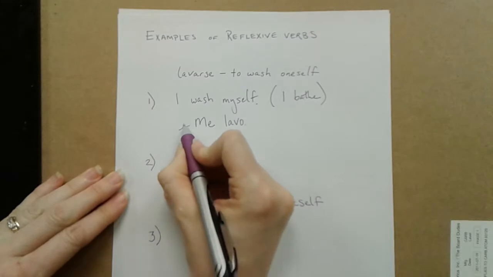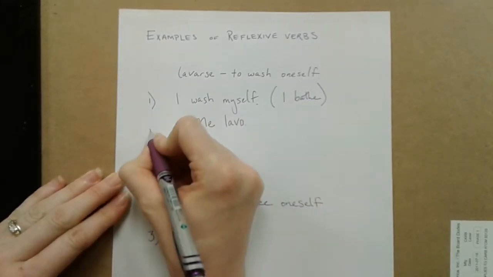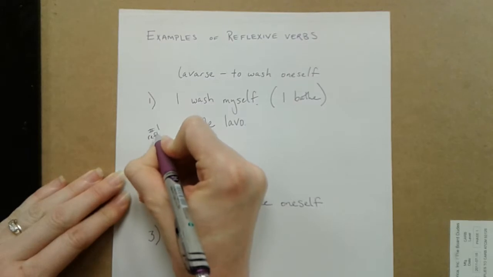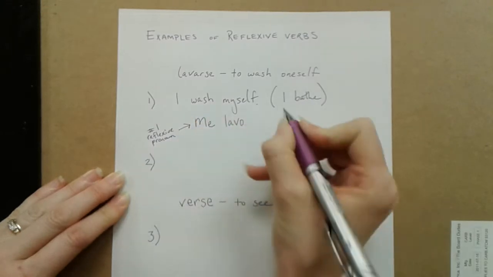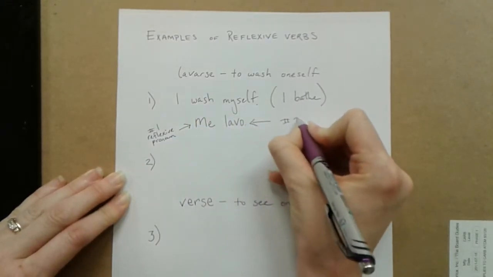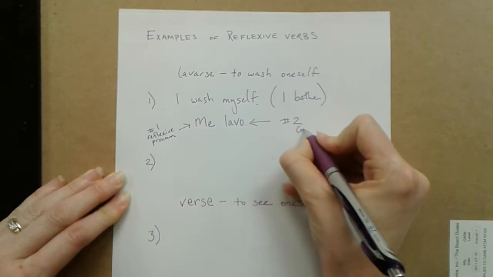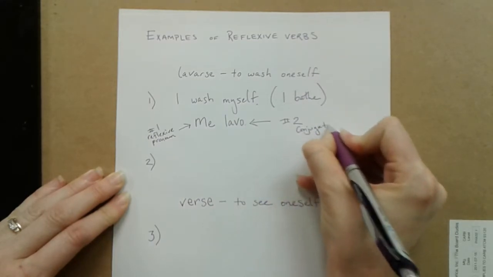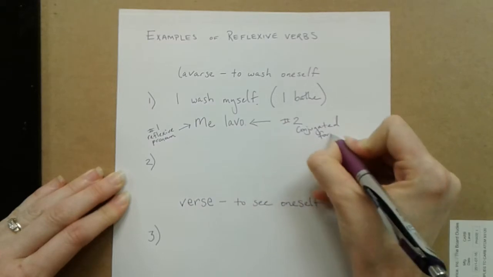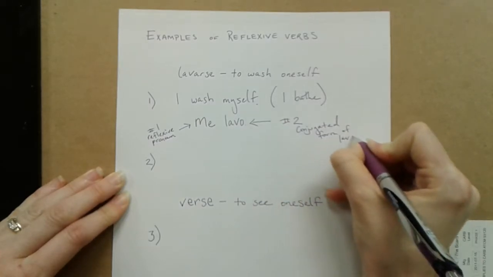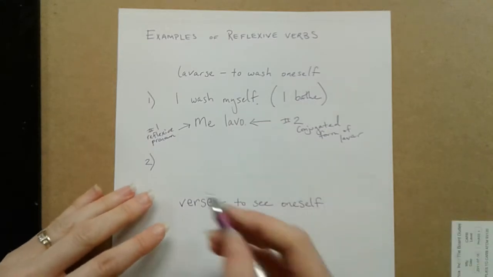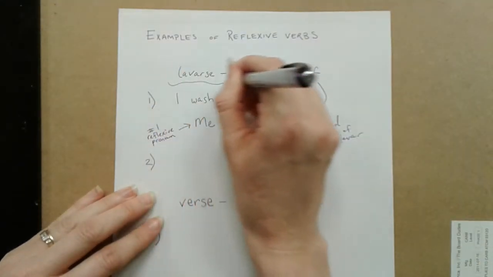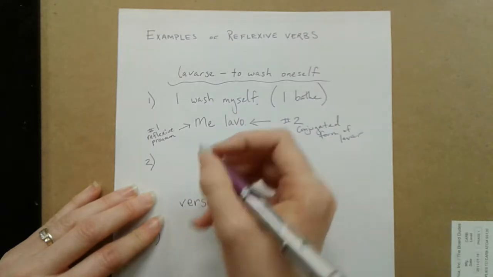So here we have, just to show you again our steps. Number 1, reflexive pronoun. Number 2, conjugated form of lavar. I recommend that you guys write these down with me, especially if you're going to need to practice these more in the future. So now let's still stick with lavarse, but a different person will be doing the action.